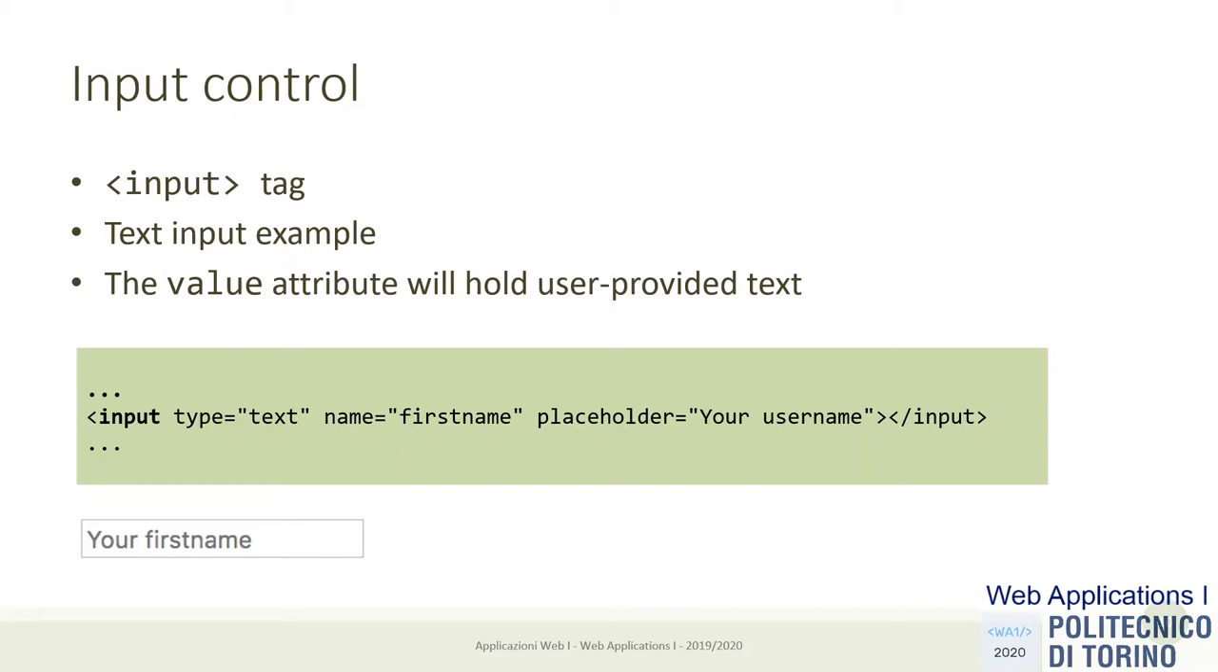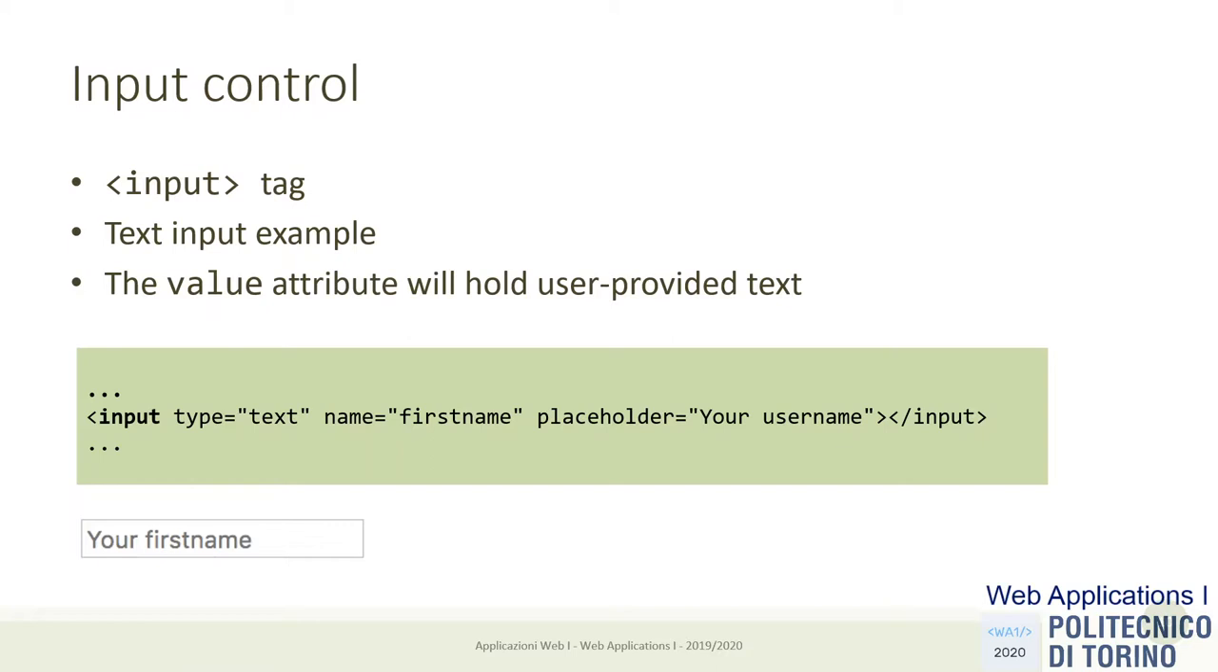It has a set of attributes, and depending on the attributes, it will have different aspects and different behavior. This is the simplest one. An input of type text is used to get some text information. So it's just a simple text box in which the user can write something. The basic attributes are the type that specifies the variant of the input that we want to use. And then we have a name-value pair. So the input element has a name and a value. The name is an internal identifier of the element, and value is whatever value the user wrote into that element.